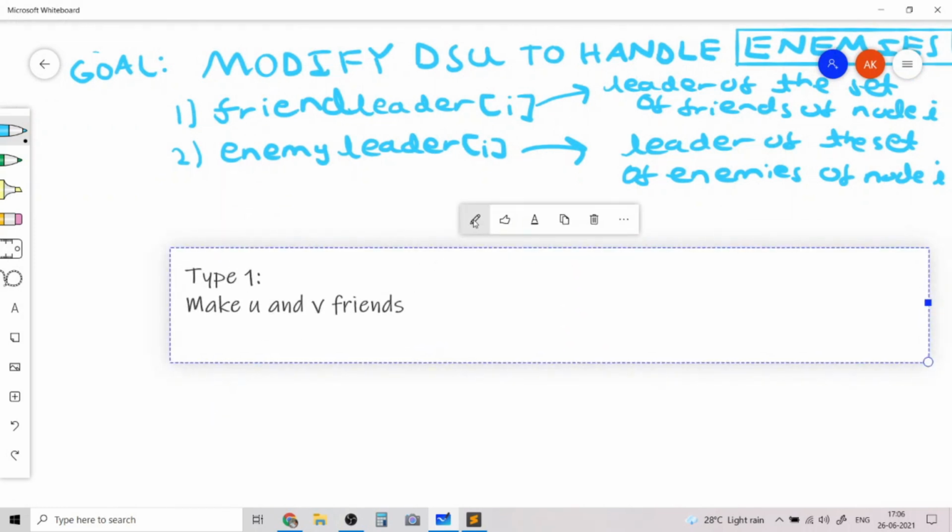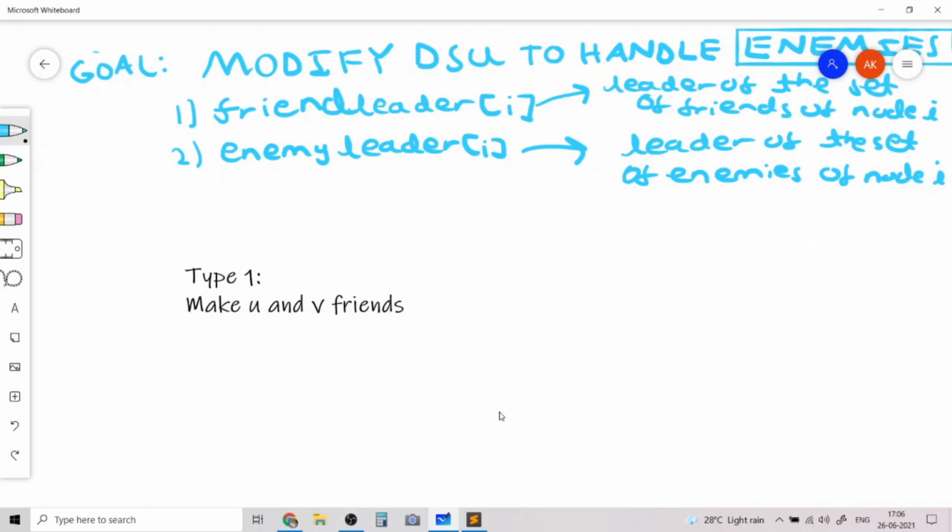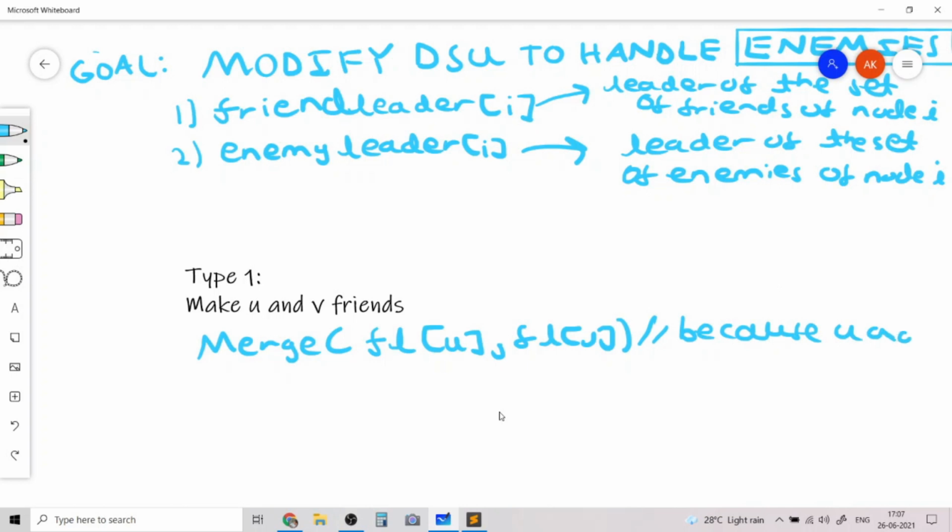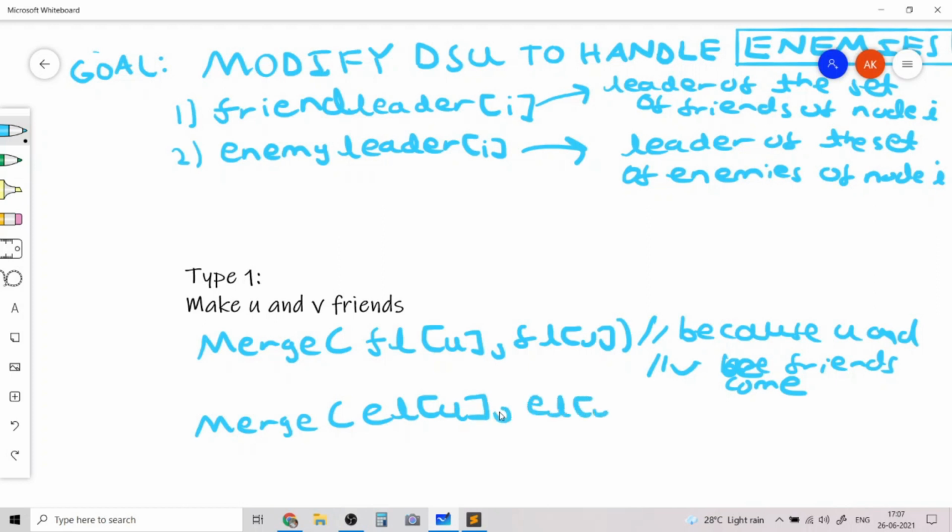queries. So in the first type of queries, where we need to make U and V friends, then you should be able to realize that we need to merge the friend leaders of U and V. So I'm calling it FL for short. So we need to merge friend leader of U and friend leader of V. And this is because U and V become friends. So obviously their friend leaders will merge together. That's in the standard DSU of the simpler problem, we did the exact same thing. However, we also need to do the following. We need to merge the enemy leaders of U and V.